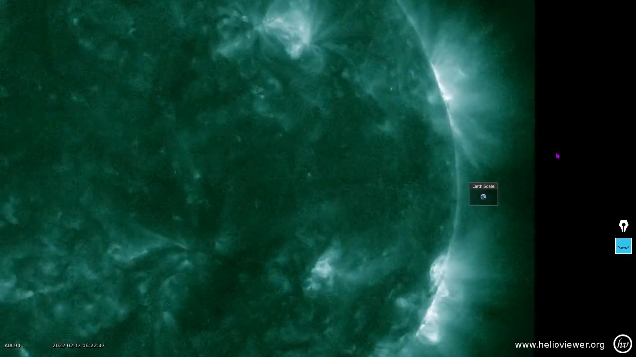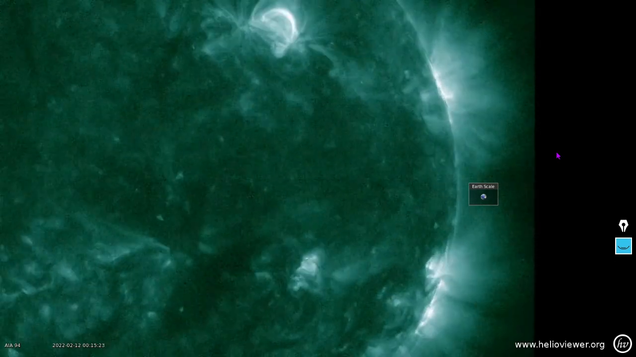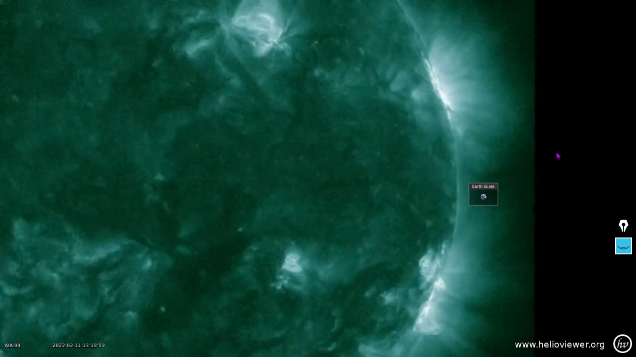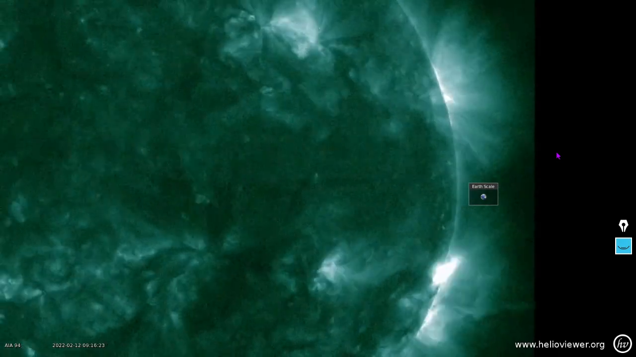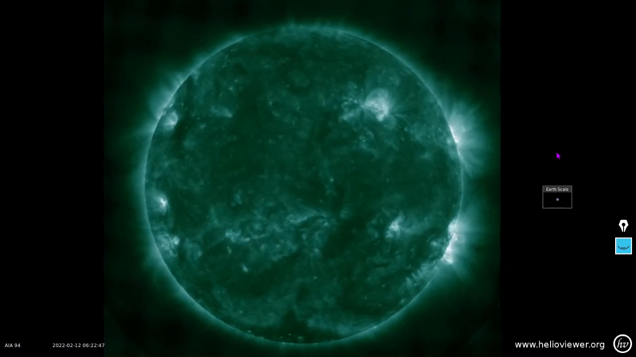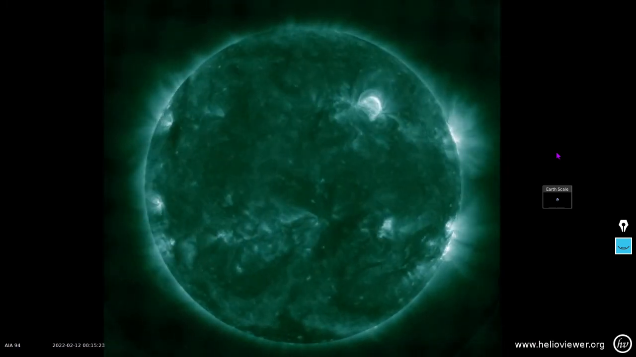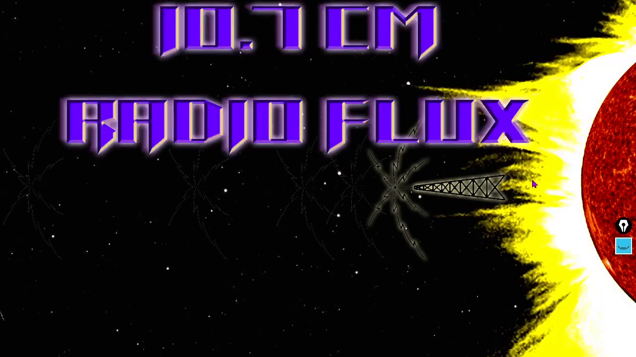So here's a close-up of the area in 94 angstroms, one of the best wavelengths through which to view solar flares. And here's a zoomed out version of that. And make sure you watch our additional couple of videos about that coronal mass ejection. We'll be talking about it in our next upcoming releases.